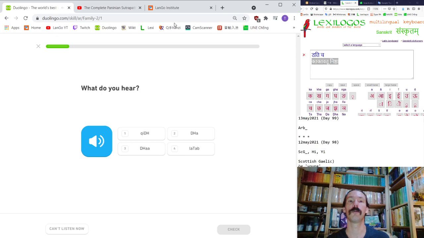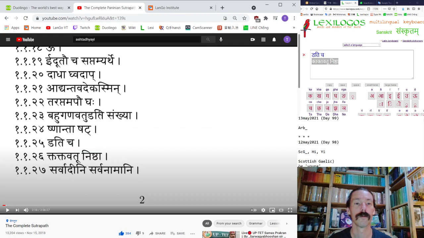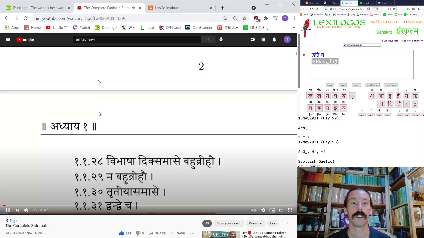Let's briefly, can you recite for me the sutras? All 21, please. Let's go row by row. Ṣṇāntā ṣaṭ ḍati ca ktaktavatū niṣṭhā sarvādīni sarvanāmāni.